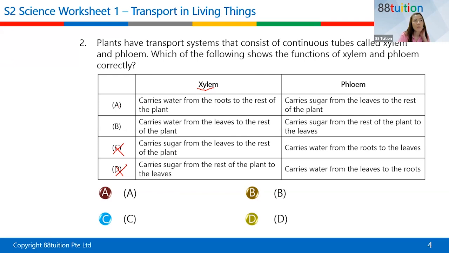Good, because water comes from the soil, right? The roots absorb water from the soil and then carry the water to the rest of the plant. Why is water important? This you have to remember, even in Sec 3 and 4, especially when you're taking biology. To photosynthesize. Very good. So it's not just for survival, it's also for photosynthesis. So the answer is A.